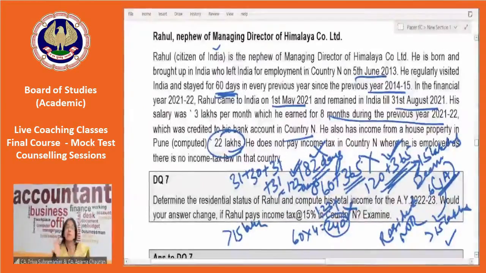Deemed resident does not require your stay in India. Your income should be more than 20 lakhs. Indian income should be more than 15 lakhs, sorry. It should be more than 15 lakhs, and you should not pay tax anywhere else outside India, and you should be a citizen of India. So he is a citizen of India. His Indian income exceeds 15 lakhs, it's 22 lakhs, and he does not pay tax in the country. So, by virtue of 6(1)(a), he becomes a deemed resident.